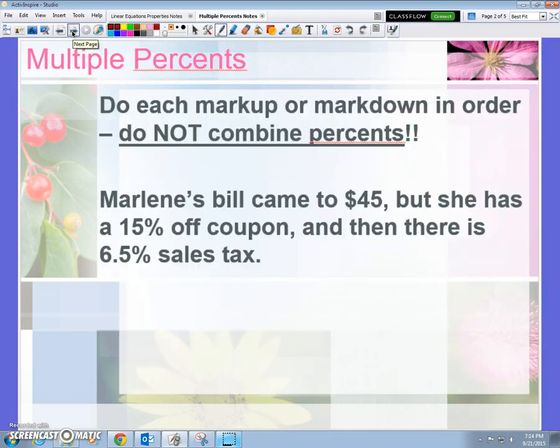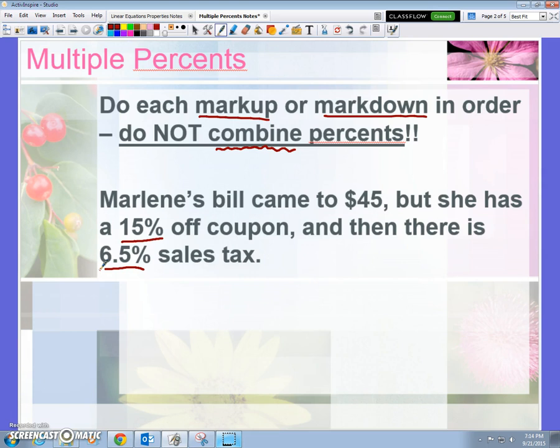For multiple percents, each markup or markdown needs to happen in order. Do not combine the percents. Okay, so when it says don't combine percents, if you see 2% in a problem, do not add those together. Do not put them together. And I'm going to show you why here in this first example.